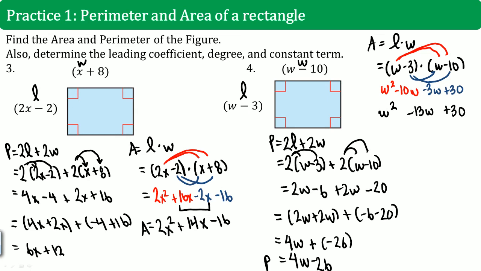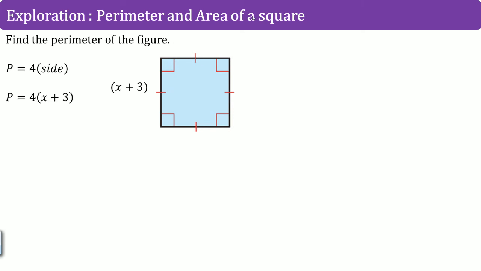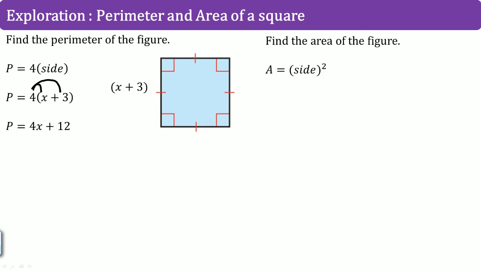Right? Good. Let's now take a look at the next one, which is going over the perimeter and area of a square. The perimeter of this figure is defined in the formula as perimeter equals 4 times the side. The side here is x plus 3. If you distribute, 4 times x gets you 4x, and 4 times 3 will get you 12. The perimeter, the area now. The area is going to be the side squared. So the side here is x plus 2, and we're going to square that.